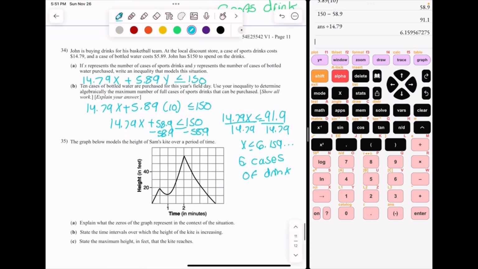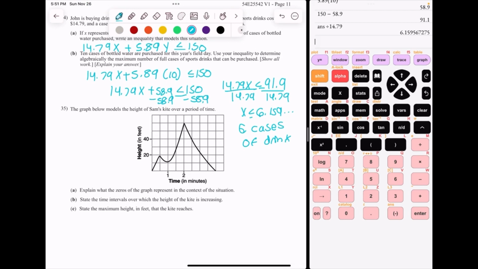35. The graph below represents the height of Sam's kite over a period of time. Explain what the zeros of the graph represent in context to the situation. Zeros mean this horizontal line right here. Explain what the zeros in the function represent in the height. It represents the start and end of the kite, which is when it's on the ground.